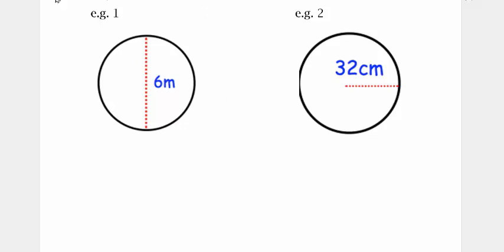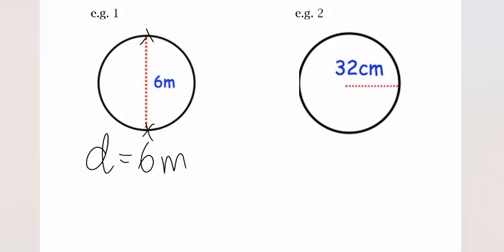So our first example here is, what do we have? With this example 1, what do we have? Do I have a radius or diameter? So it goes from one side to the other. So that tells me that I have a diameter equals 6 meters. So that's the first step, isn't it?